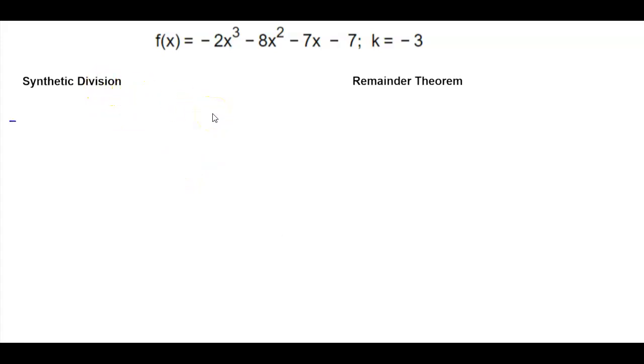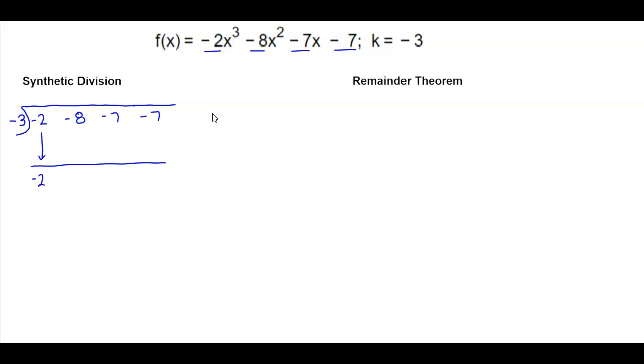So we have negative 3, and then we have the coefficients of our polynomial, and we do not have any missing terms, so we have negative 2, and then negative 8, negative 7, and then negative 7. So when doing synthetic division, we're going to bring down the negative 2.